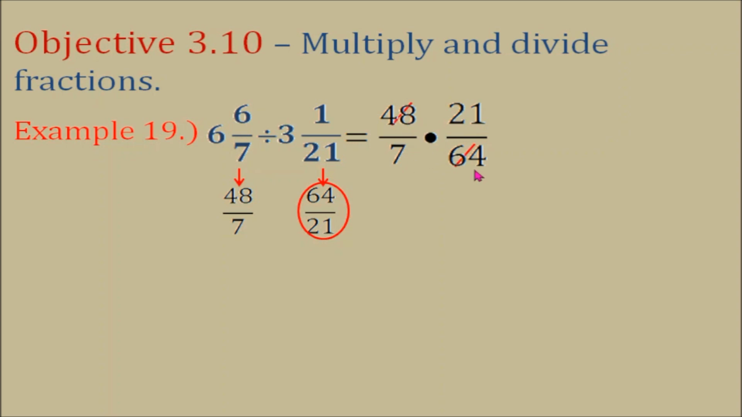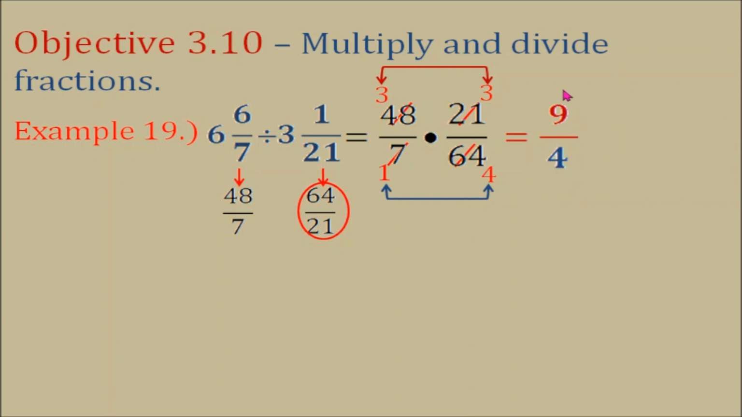Between 48 and 64, 16 is the greatest common factor. So 48 divided by 16 is 3, and 64 divided by 16 is 4. Between 7 and 21, 7 is the greatest common factor. 7 divided by 7 is 1, and 21 divided by 7 is 3. Now we can multiply the numerators and then multiply the denominators. 3 times 3 equals 9. 1 times 4 equals 4. So we have 9 over 4.